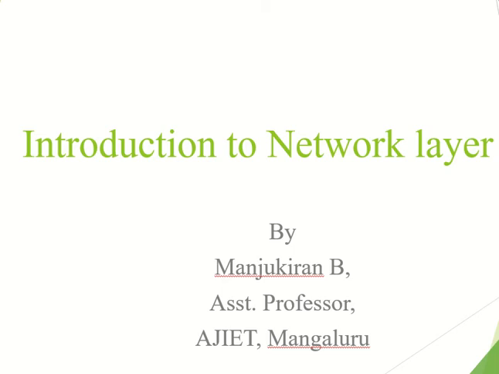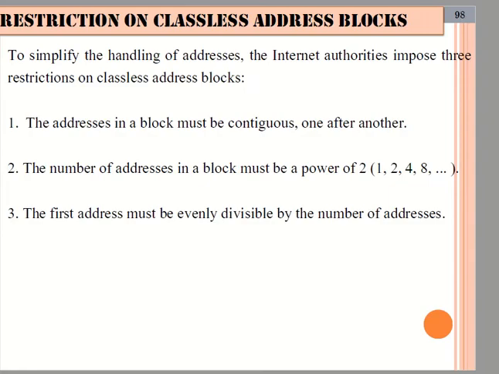In the classless addressing scheme, the length of the prefix is not fixed, it is variable. So we'll go through the classless addressing scheme today, and we'll solve a few problems related to it. As I said, under classless addressing there is no fixed prefix, that is, no fixed network address. So based on the requirement, the internet authority will allocate or issue a block of addresses to an organization. But there are three restrictions for allocating this block of addresses.